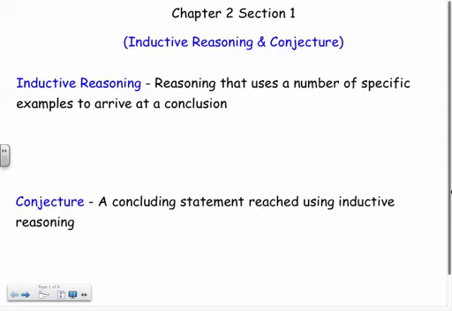Usually you're looking for specific examples, or you may also look for a pattern. Those are the two types of things you look for to know if it's inductive reasoning or not. Examples and patterns. And depending on what the examples and the patterns are, we can make a conjecture about it. A conjecture is a concluding statement reached using inductive reasoning. Conjecture would be stating what's occurring and basically saying what's going to happen next based on what has happened previously. That's why you look for those examples and patterns.